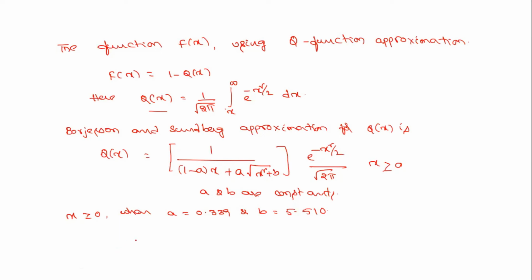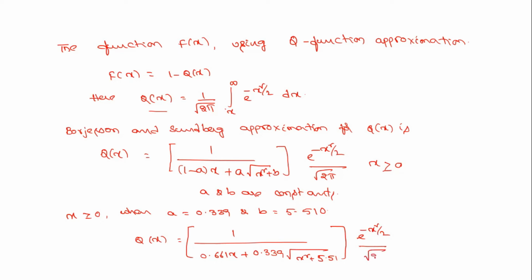By substituting the values, the Q approximation is given as Q of x is equal to 1 divided by 0.661x plus 0.339 root of x square plus 5.51, times e to the power of minus x square by 2 divided by root 2 pi, for x greater than or equal to 0. And now we will discuss one problem based on this.